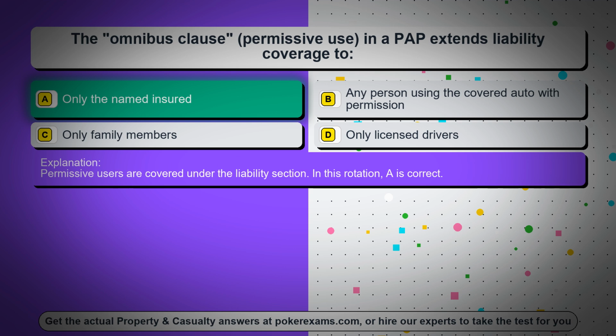Permissive users are covered under the liability section. In this rotation, A is correct.